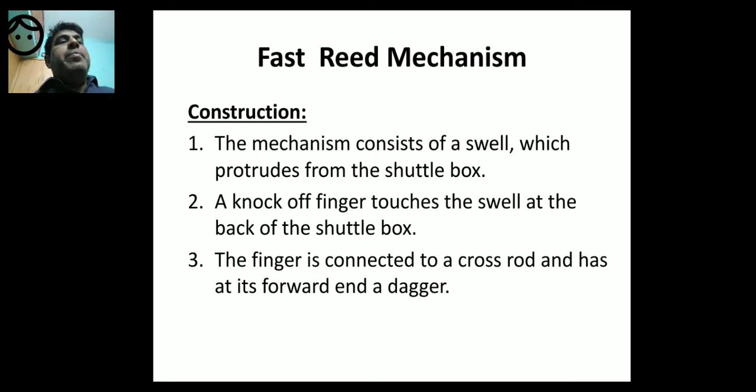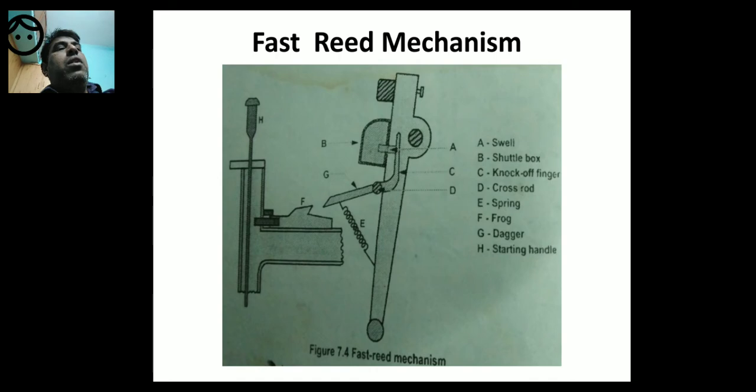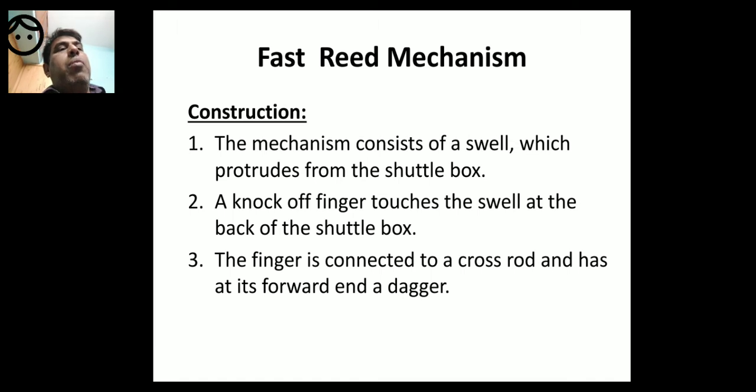The mechanism consists of a swell which protrudes from the shuttle box. So you have seen the swell. A is the swell that is coming out of the shuttle box. It protrudes from the shuttle box.